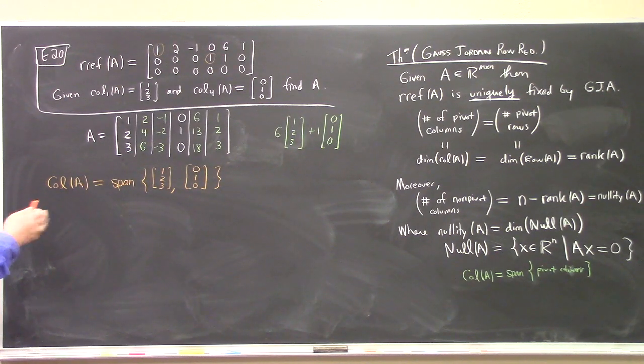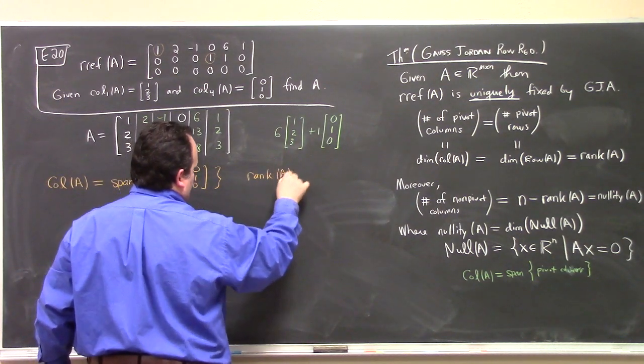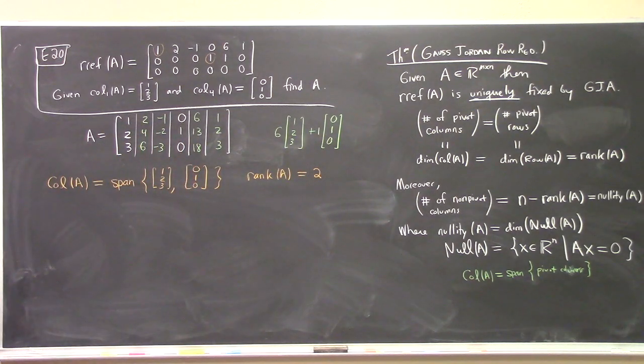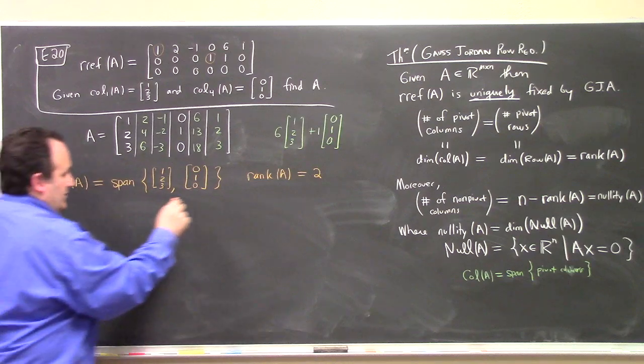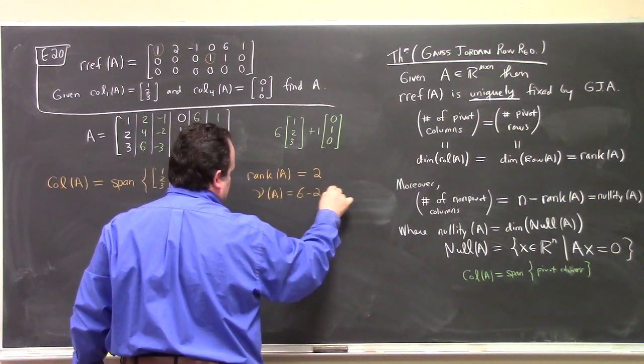So the rank of A is 2. What's the nullity of A? We have 6 columns, minus 2, so the nullity of A is 6 minus 2, which is 4.